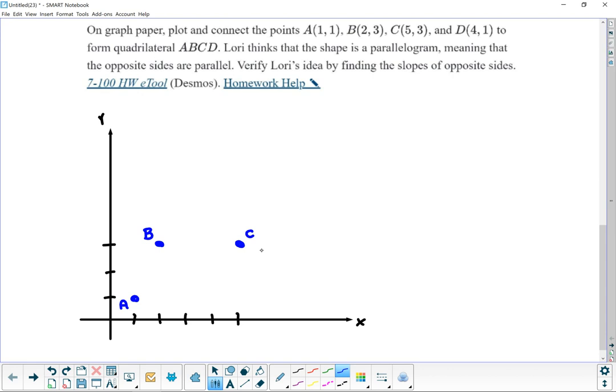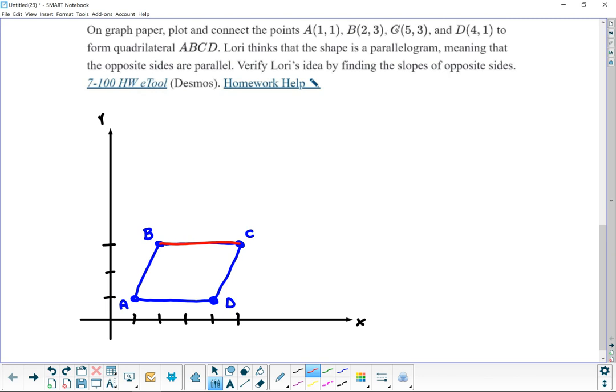And D is 4, 1. Okay, so they want us to verify that this four-sided shape, we call it a quadrilateral, is a parallelogram, meaning that opposite sides are parallel, right? So to figure that out, if we look at BC, what's the rise and what's the run?